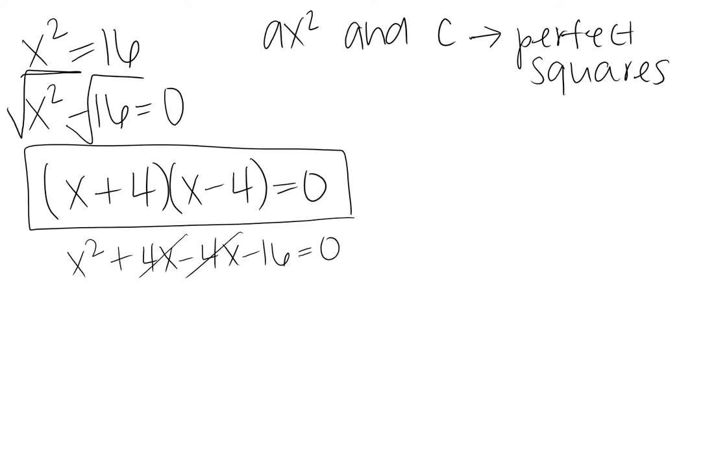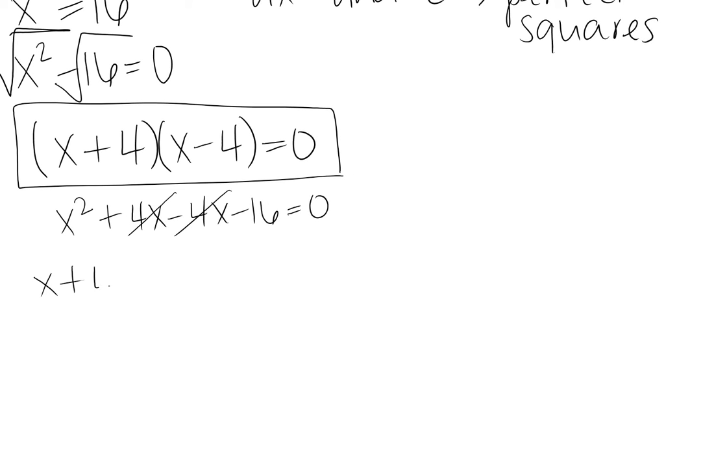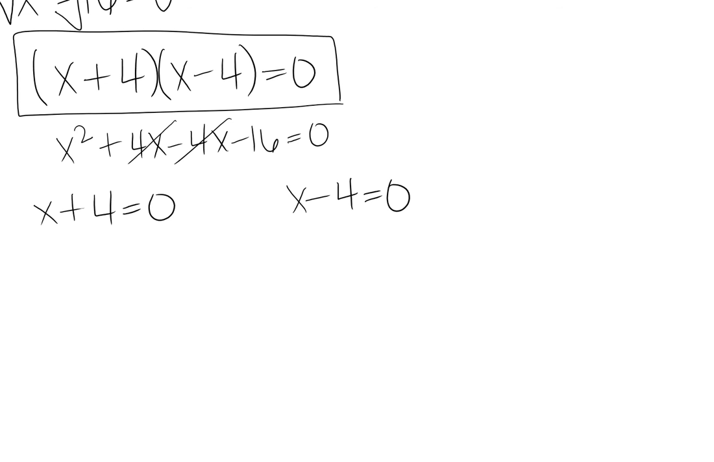Okay, so then for your solutions, same way as previously, we would take our factors and we would set them equal to 0. Well, what do you notice is going to happen with these solutions? Here I'll subtract 4 and get x equals negative 4. Here I'm going to add 4 and get x equals 4.